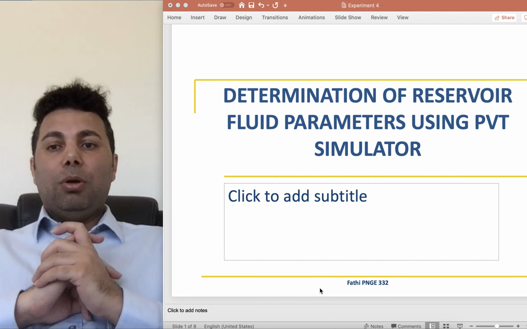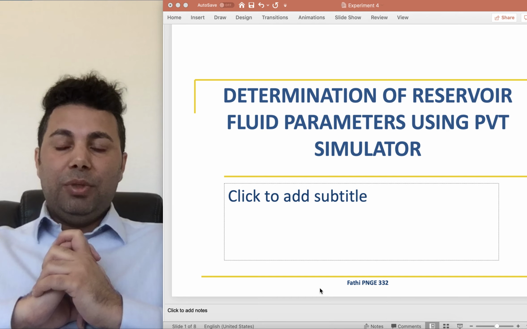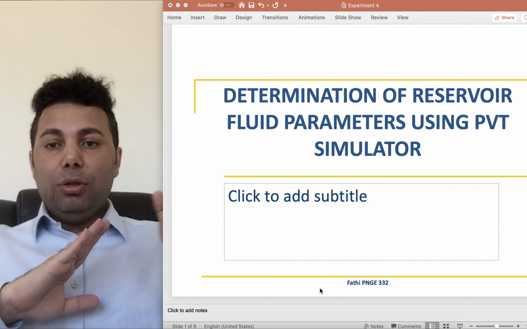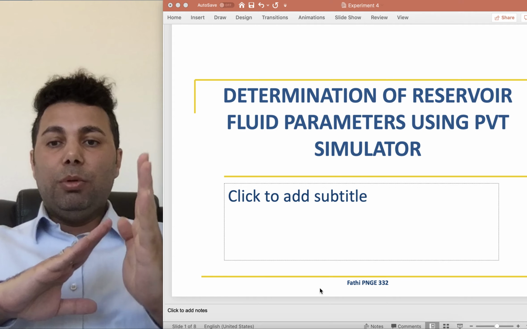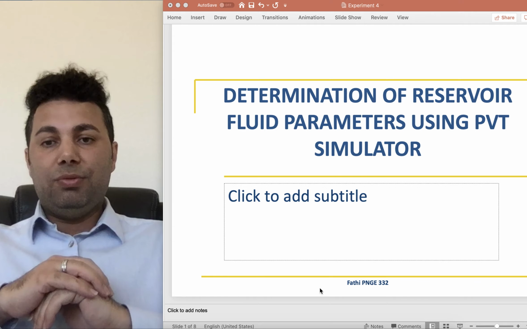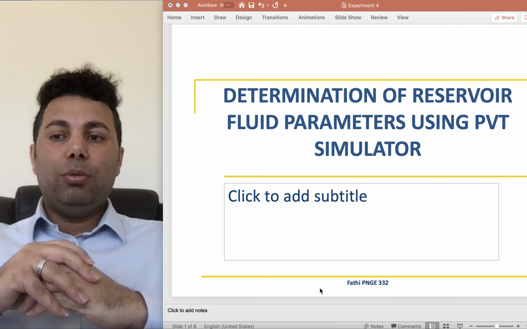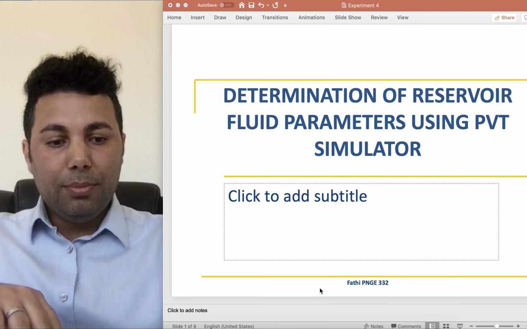From our lecture materials, we know that we cannot do this in one step. Any fluid properties that we calculate, we have to divide in 2 steps: from reservoir pressure to the bubble point pressure, and from bubble point pressure to the atmospheric pressure. So I'll show you the step-by-step calculations and how we are going to perform this.